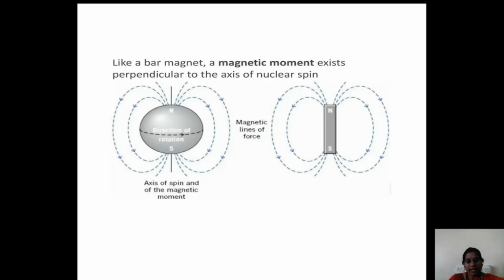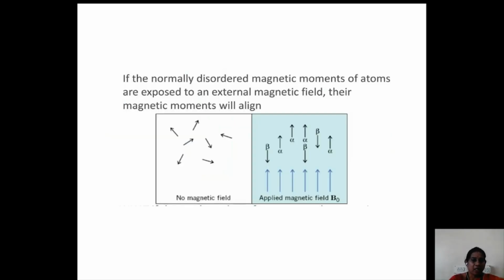As you all know, like a bar magnet, as you could see in this picture, a magnetic moment exists perpendicular to the axis of the nuclear spin. If the normally disordered magnetic moments of atoms are exposed to an external magnetic field, their magnetic moments will align.